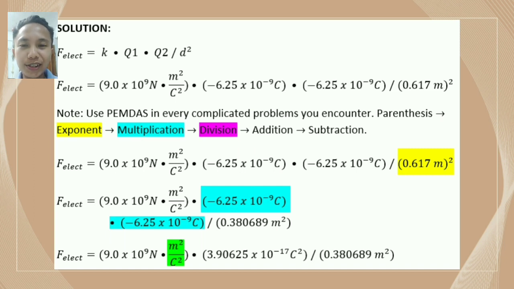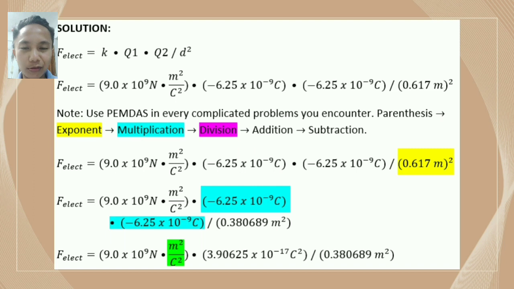For the solution, we need to input our formula, then plug in our variables. The K, which means the Coulomb's law constant, is equal to 9.0 times 10 to the power of 9 newtons times meter squared over Coulomb squared. Now let us keep in mind that the technique of PEMDAS is really crucial for this problem to be solved.